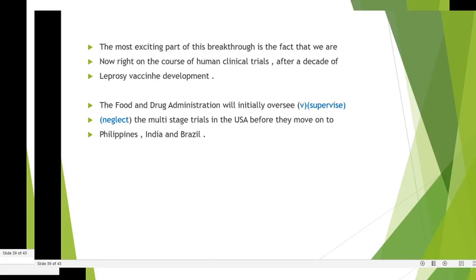The most exciting part of this breakthrough is the fact that we are now right in the course of human clinical trials after a decade of leprosy vaccine development.